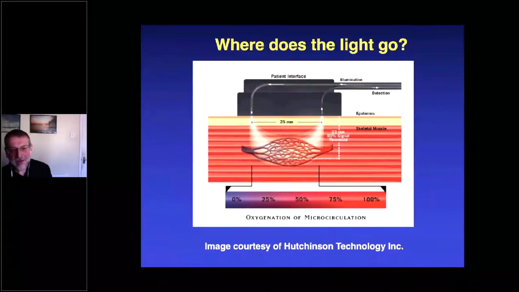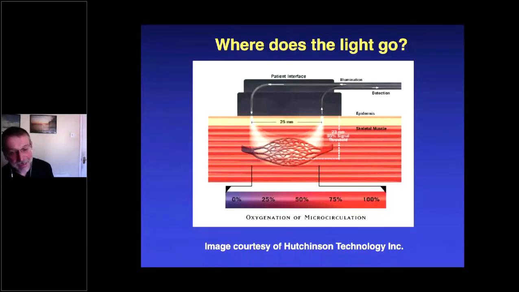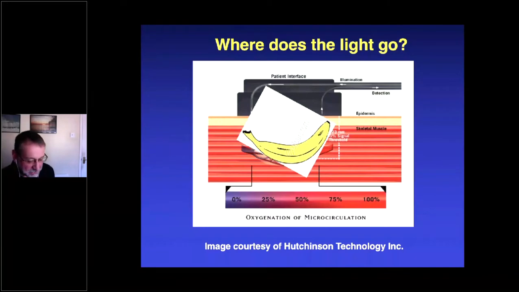First question you always get asked, when we started measuring in the skull, saying we're measuring in the brain, or when you put it on your leg: how do you know you're measuring in the muscle? Where does the light go? I'm taking an image here courtesy of Roger's previous company, Hutchinson Technology, showing the source and the detector and the light going through the tissue. The easiest way to remember where the light goes, and this is basically using light transport models, is to say it's just got the shape of a banana. And that's an easy way of knowing where the light goes approximately.